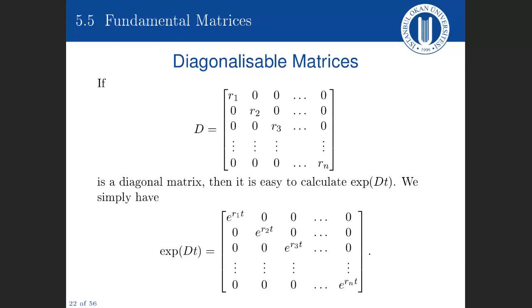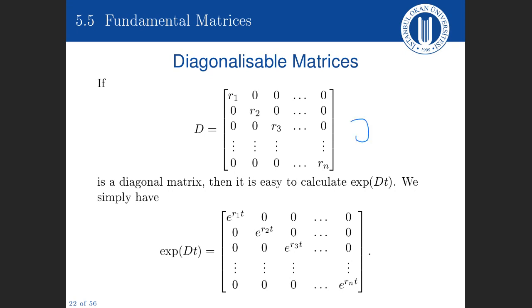Let me remind you about diagonalizable matrices. Those of you who have done your linear algebra revision will be familiar with these ideas, but I'll repeat them if necessary. If D is a diagonal matrix, that's a matrix where on the main diagonal we have some numbers which may or may not be non-zero, every other number must be zero. If we have a diagonal matrix, then it's easy to calculate the exponential of Dt. And I'll leave it for you to check from the definition.